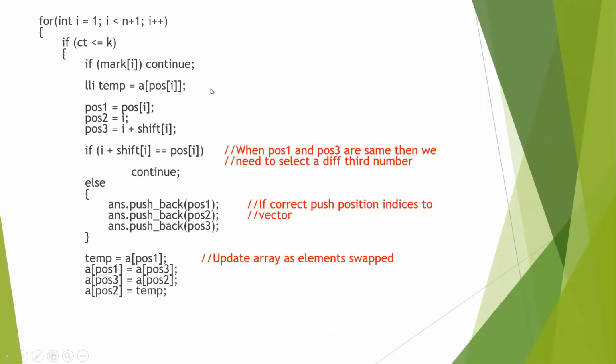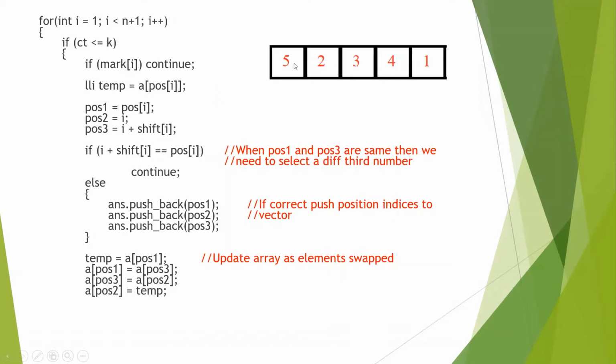Let's see with an example. Suppose we have 5, 2, 3, 4, 1, and we select that element 1 should be placed at position 5. Now when we see that 5 has to be placed again at 1, we can't select 1 as our third element. So it's basically selecting 1 and 5 and again 1 according to the algorithm. So it's wrong and we can't do that. So we cannot select it. Hence we continue. This part will be taken care of in the next slides.